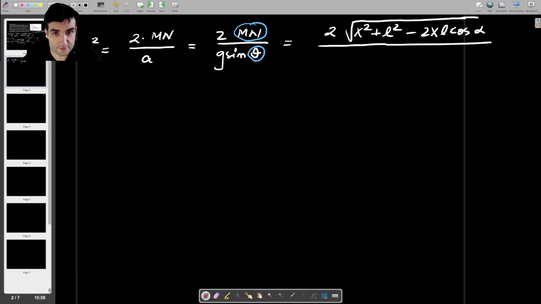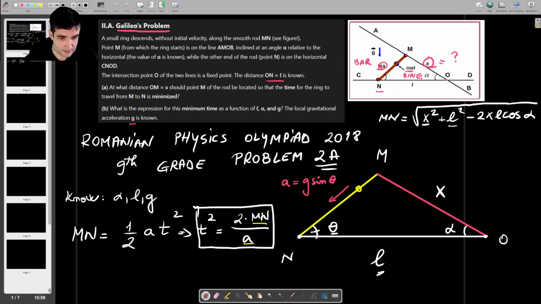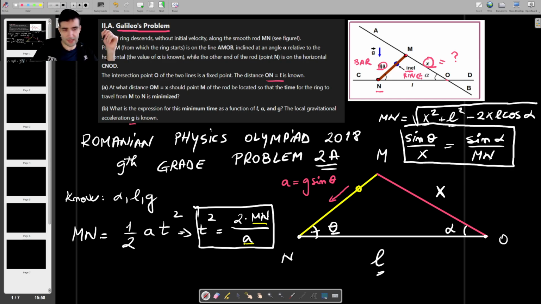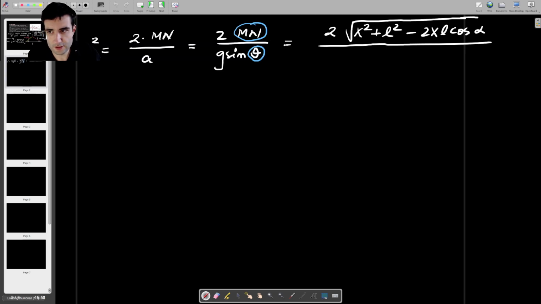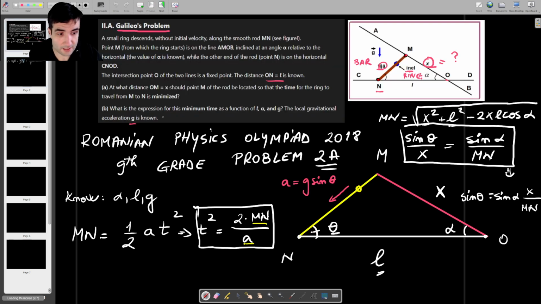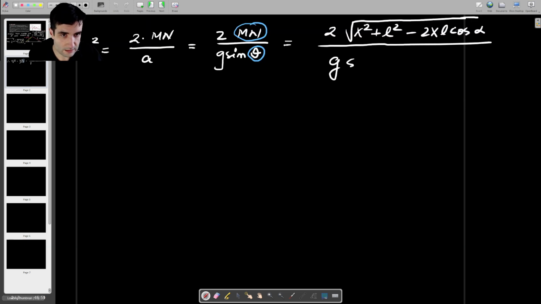And then we have this theta to consider, which we don't know at this point, but to find theta, we can use the sine rule. So we can say that sine theta over x is equal to sine alpha over MN. This is just the basic sine rule that's used in this MON triangle. And then we can rearrange for sine theta. So sine theta is equal to sine alpha times x over MN. So instead of sine theta, I'm going to write this, which is sine alpha and then x over MN. Now we know what MN is already, right? MN is the same as what we have here.